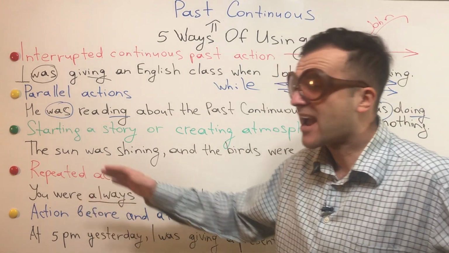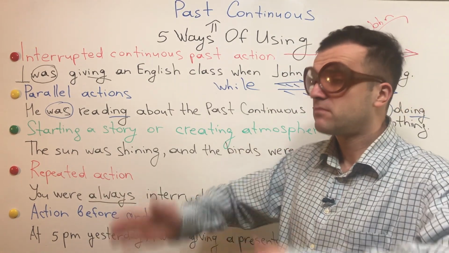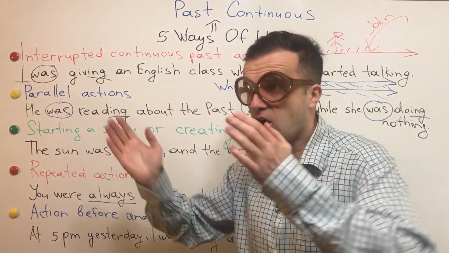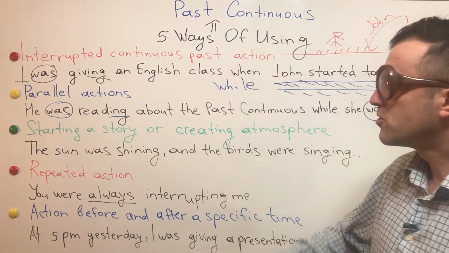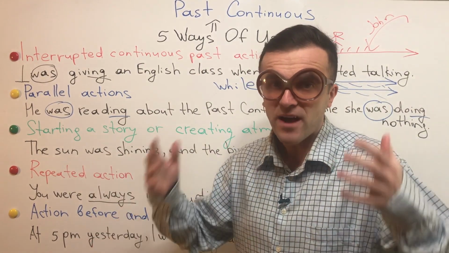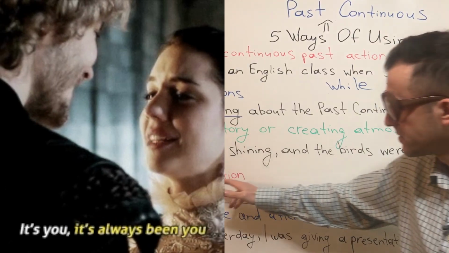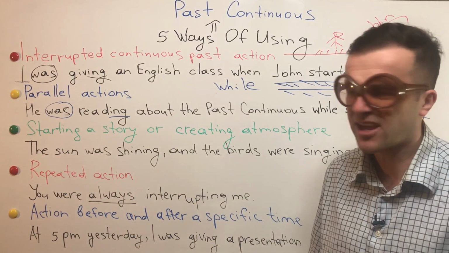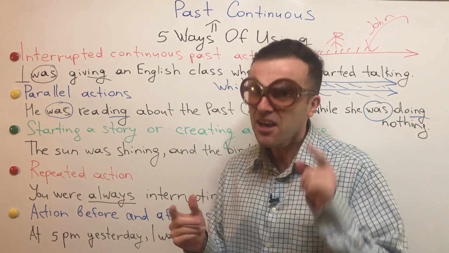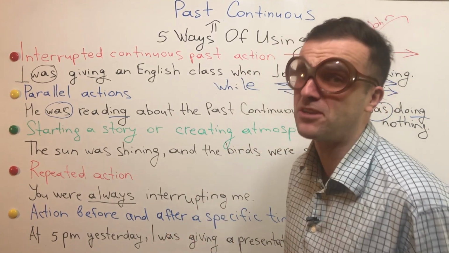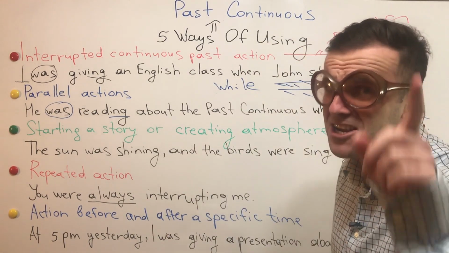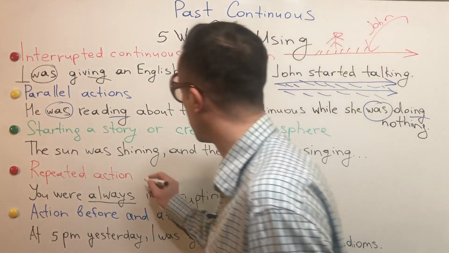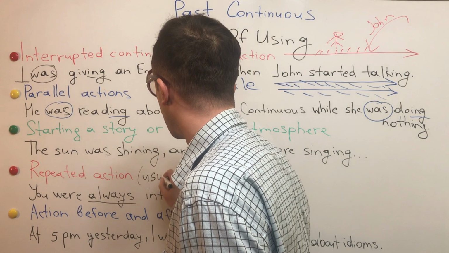So let's move on to the next way. The next way is a repeated action. Repeated action is the action that is repeated all the time or from time to time, okay? So usually it is used with always, okay? So for example, you were always interrupting me, okay? But it's something negative, right? I guess that you were always interrupting me in the previous videos. I know that. Okay, usually it's something negative. Okay, usually with always.